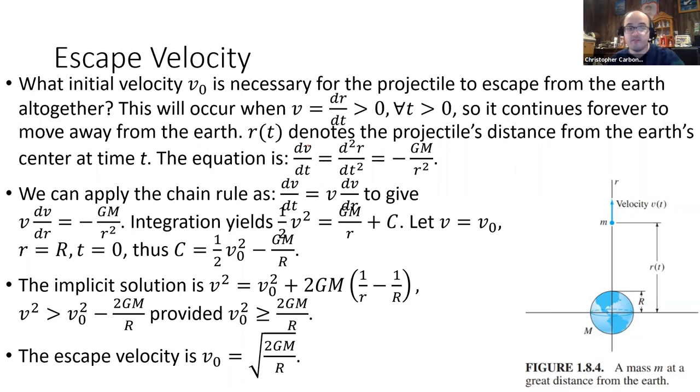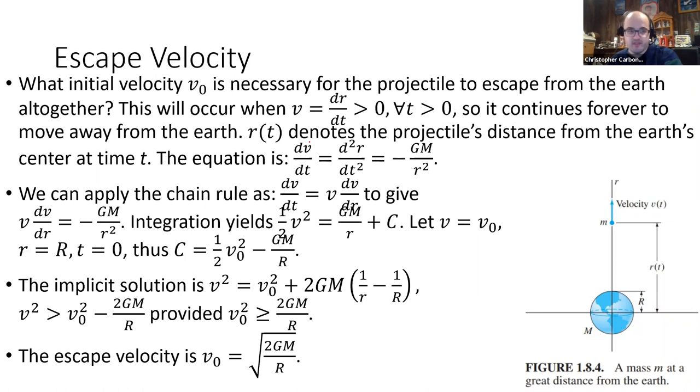We could then apply the chain rule as the derivative of V with respect to T is equal to V times the derivative of V with respect to R, to give V times the derivative of V with respect to R is equal to negative G times M divided by R squared. And integration then yields 1/2 V squared is equal to G times M divided by R plus C. We want V is equal to V sub zero, R is equal to capital R, and T is equal to zero.